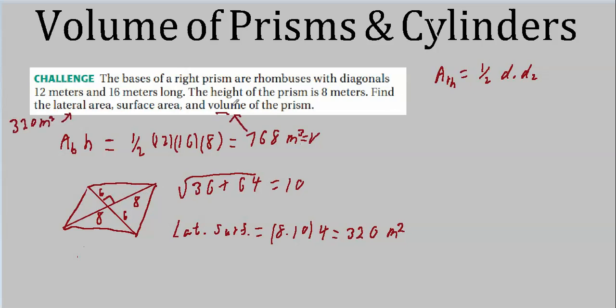Well, we've got the volume, and we've got the lateral area. Now the entire surface area would just be the lateral area plus the area of the two bases. We've already got that. Lateral surface area is 320 square meters. Now for the rhombus, this part here, 1/2 12 times 16, that's the area for the rhombus.